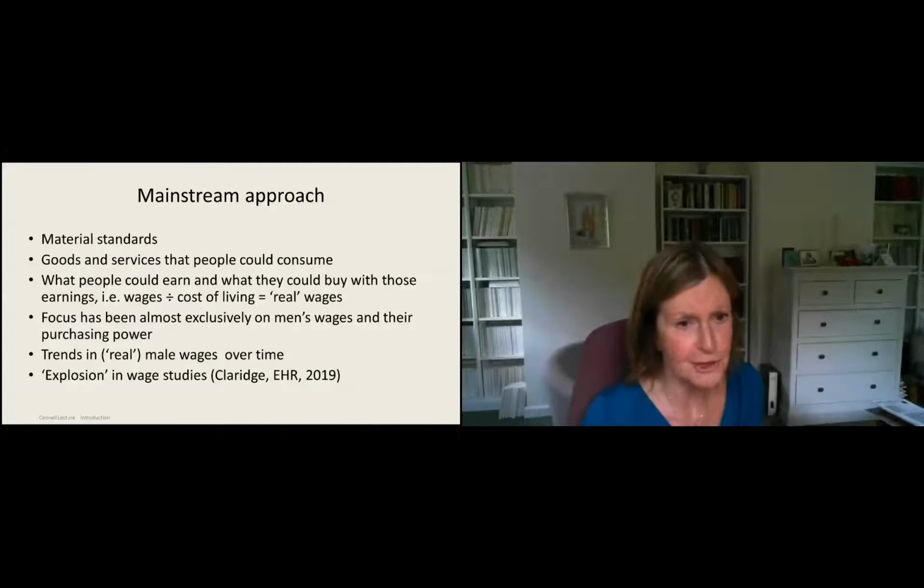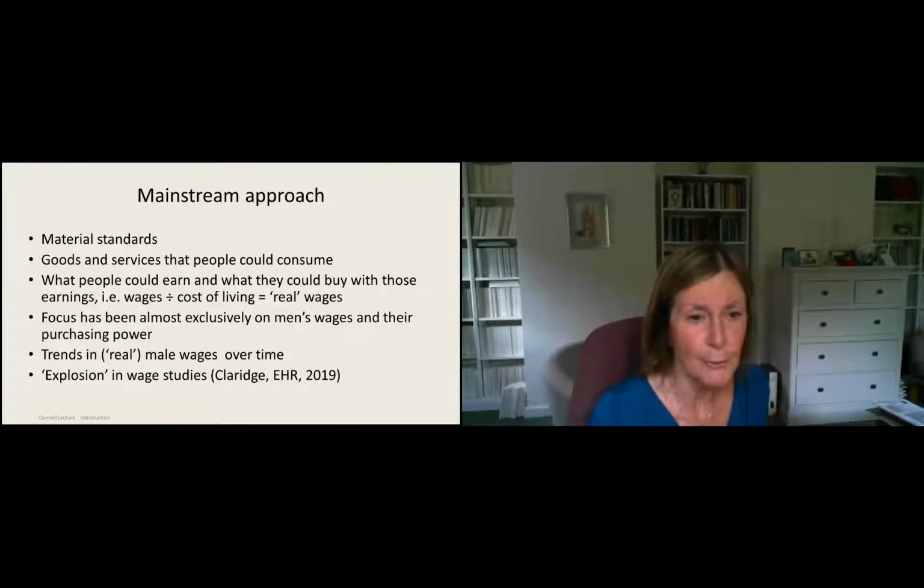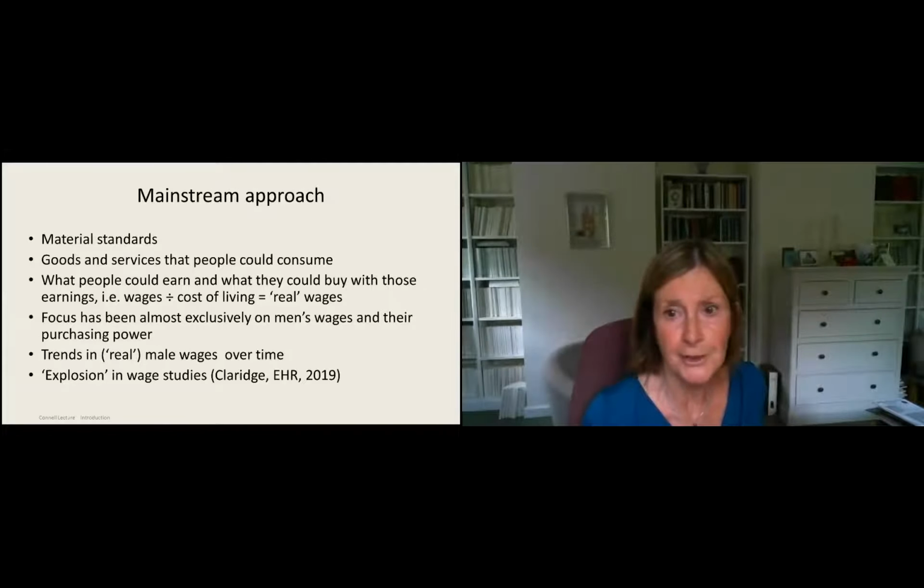This reminds me of that Jimmy Kimmel joke, you know, where I remember a time when economic and social historians never talked about women. And the reason I can remember it is it was yesterday. So the focus in the past has been almost exclusively on men's wages and their purchasing power, and trends in real men's wages over time.